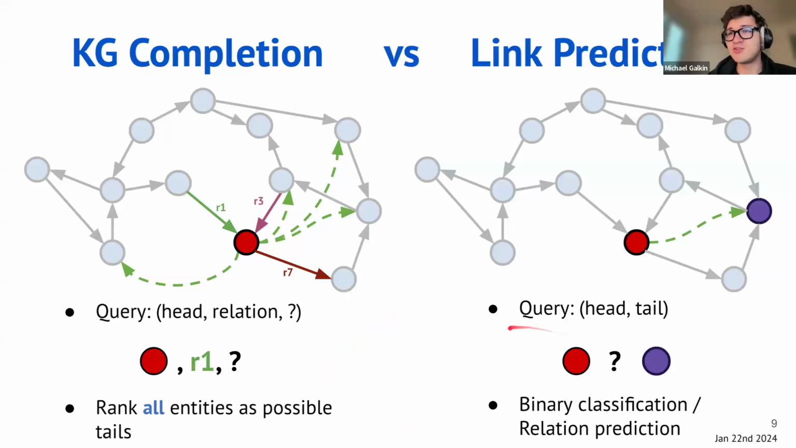So the way to transform, for instance, link prediction to KG completion is that we have to probe all possible pairs of nodes, and that makes things much longer and computationally expensive. So we are focusing here on the KG completion task.